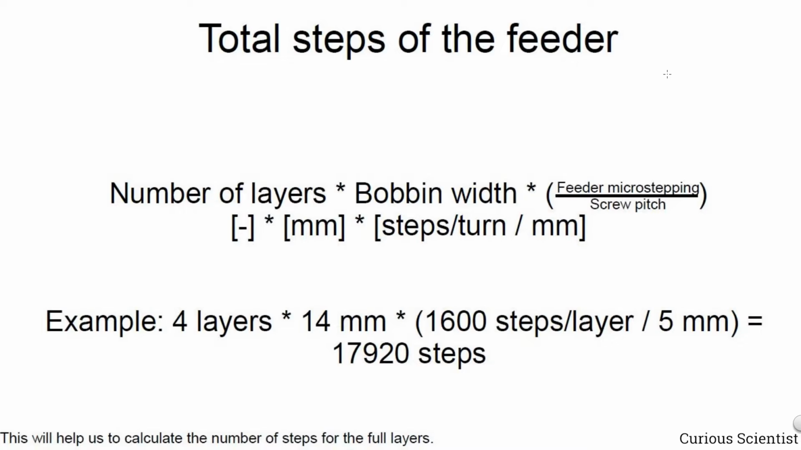So we want to know the total steps for the feeder, and this will help us to calculate the number of steps for the full layers. So when we have a full layer, when we fill in the total width of the bobbin, then this number will be used there. So we have the number of layers, and then we multiply this with the bobbin width, and then we multiply that with this number, which is the feeder microstepping. This can be 1600 as it is in the example, divided by 5 millimeters, which is the screw or ball screw pitch. You see the units here. And then this is 17,920 steps. So the stepper motor would move this much if we would use, let's say, optimal numbers, because actually these numbers that I'm using, they fill up the coil perfectly.